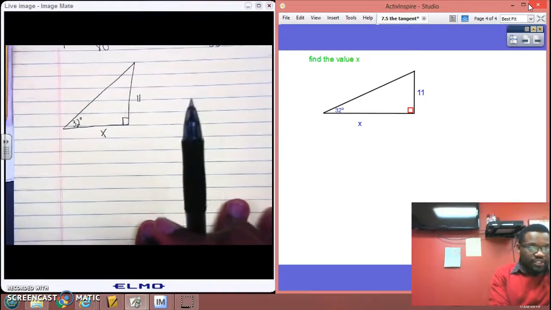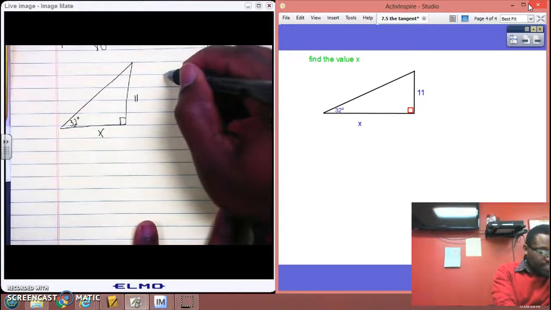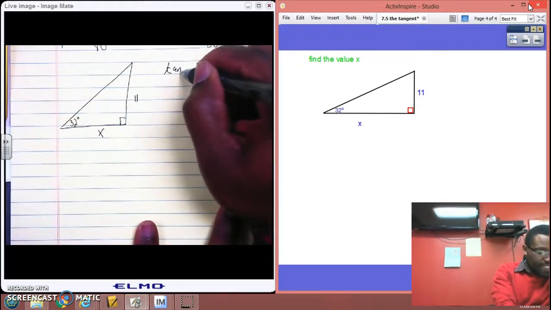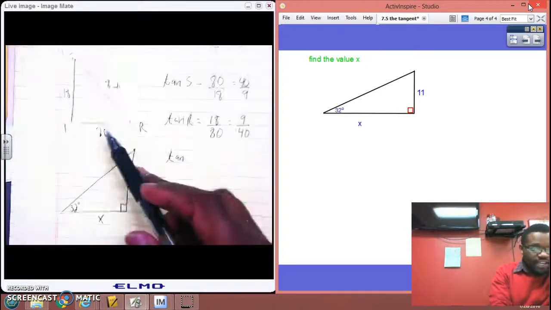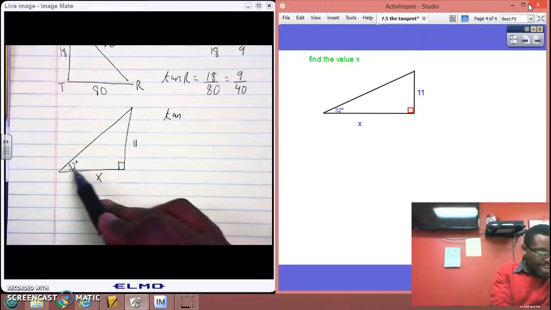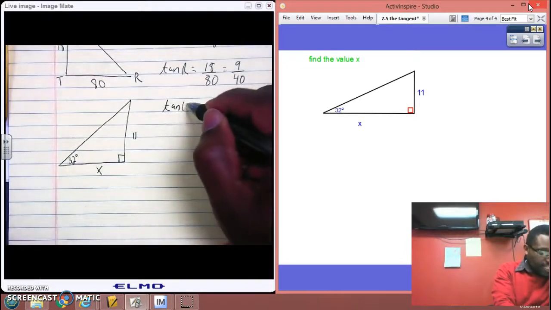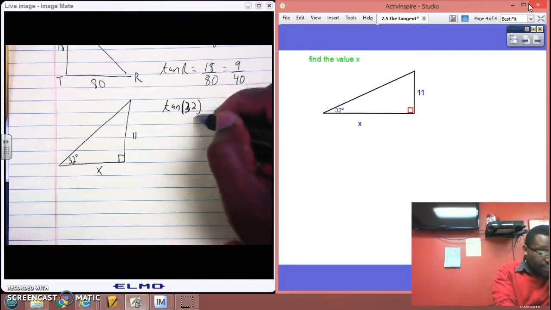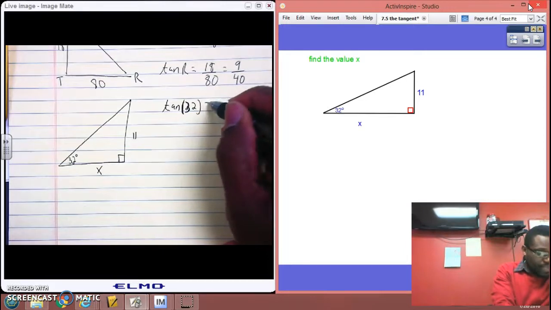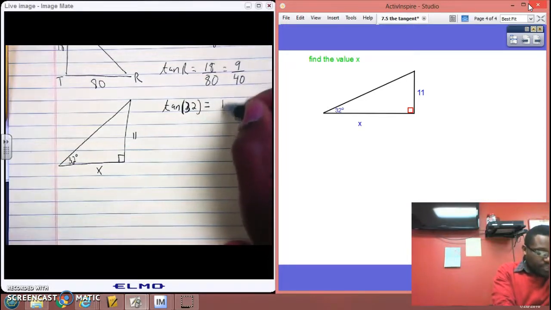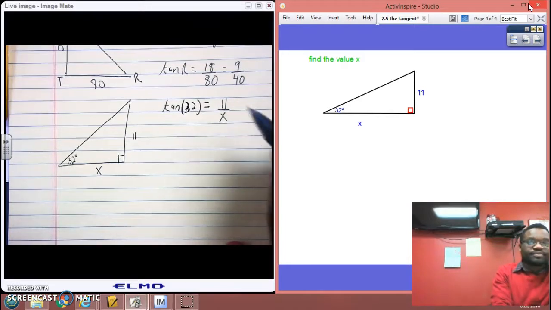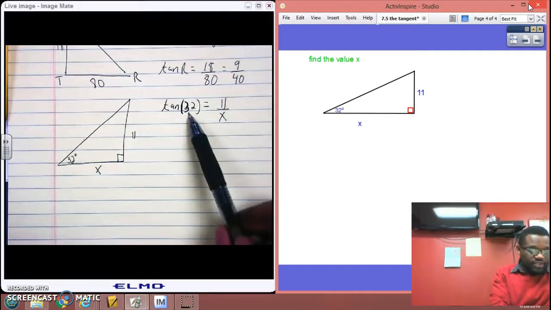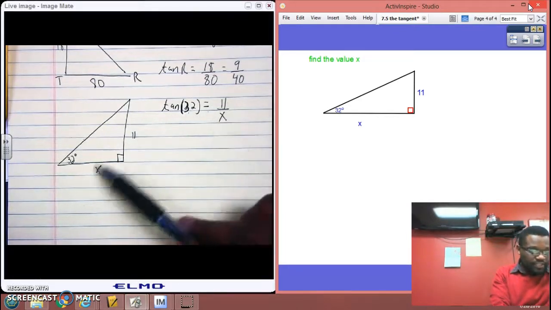So how do you set this up? Well, let me show you. You would say the tangent. Now we don't have to have R or S or something like that like we had. We actually have the number. So it's always the tangent, and normally, oops, that should be a 3, you will put your angle value in parentheses. Equals opposite over adjacent. The tangent of 32 equals opposite over adjacent.